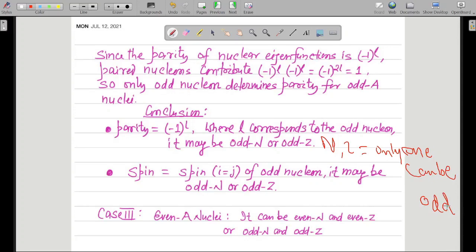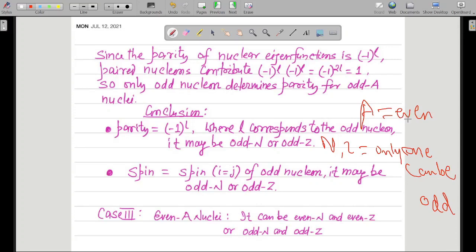Because if both are odd, then what will happen? If both N and Z are odd, then A will become even. So that is a violation of our condition. Our condition is that A is odd. So either N can be odd or Z can be odd. Only one amongst N and Z will be odd.